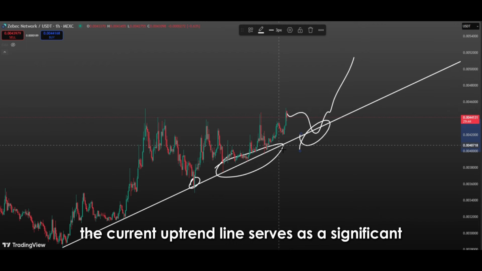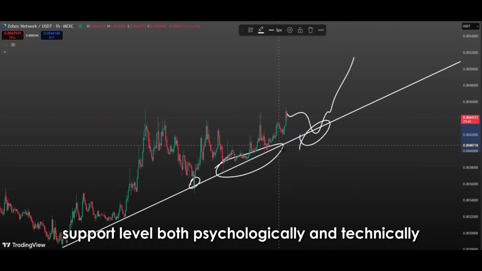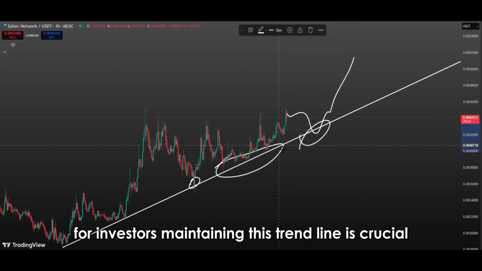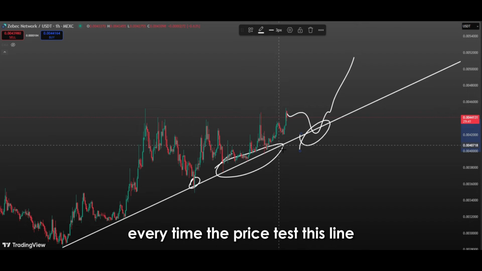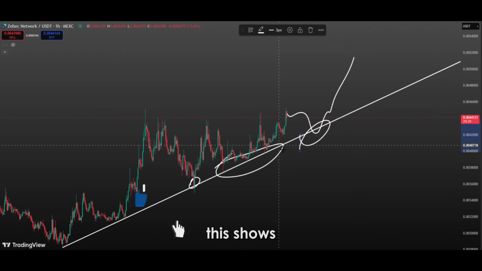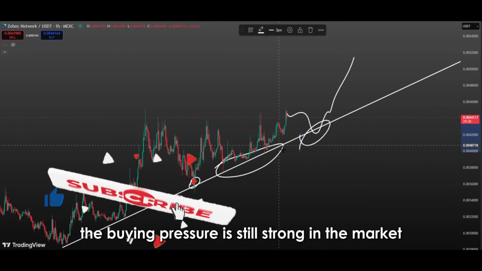The current uptrend line serves as a significant support level, both psychologically and technically. For investors, maintaining this trend line is crucial. Every time the price tests this line, buyers step in and push the price back up. This shows the buying pressure is still strong in the market.